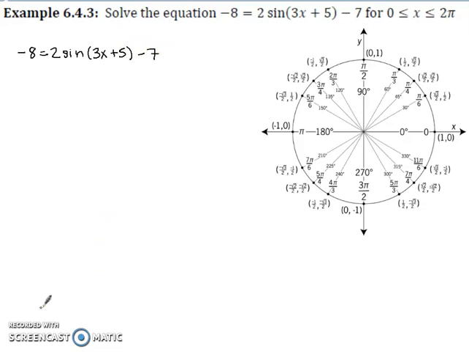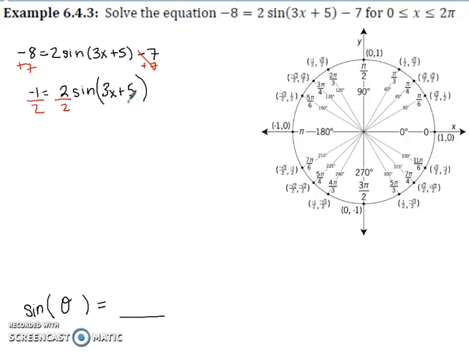So again, in this example, what we are looking for is sine of something is equal to my ratio. I'm going to go ahead and call this angle theta for now. So this is step 1. Isolate your sine. To isolate sine, I start by adding 7 to both sides of my equation. So I have -1 is equal to 2 times the sine of 3x plus 5. And then I divide by 2. I'm not worried about what is inside for my theta right now. I'm only trying to isolate my sine. So I've got -1/2 is equal to sine of 3x plus 5.